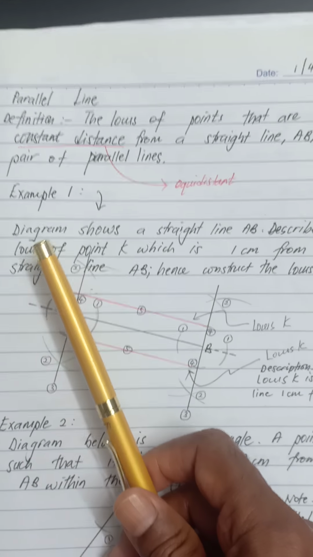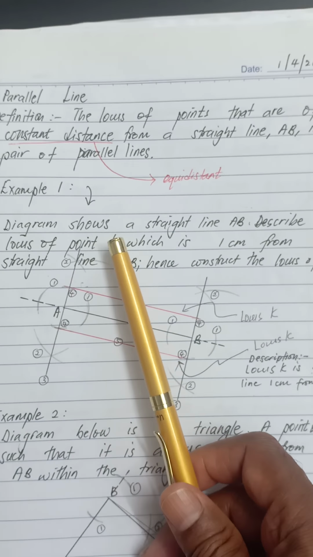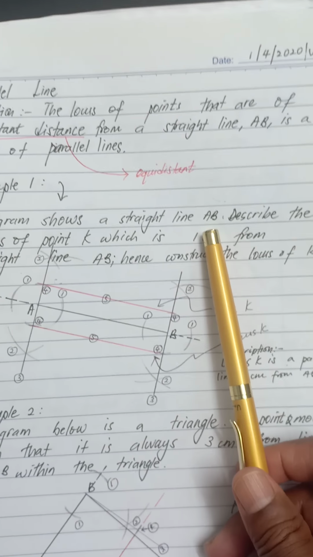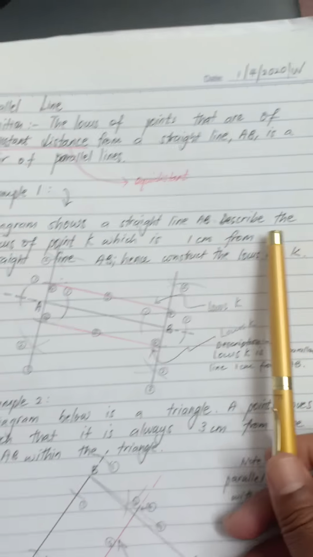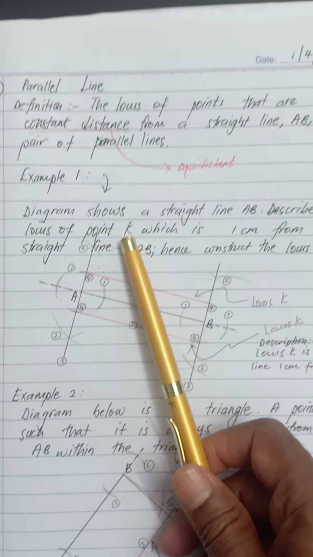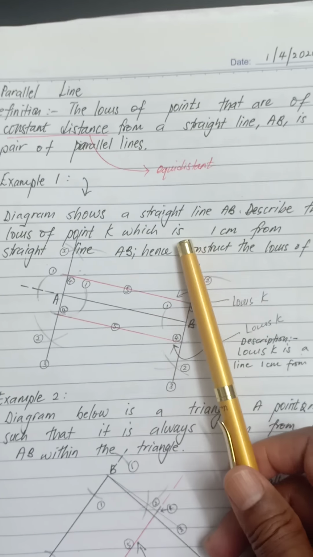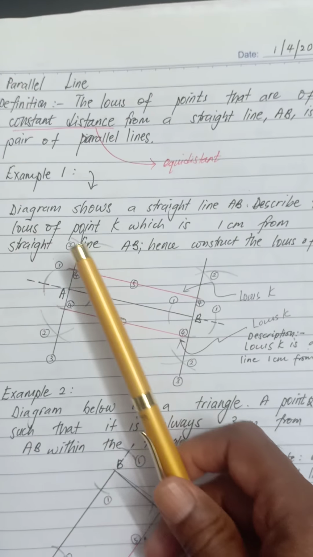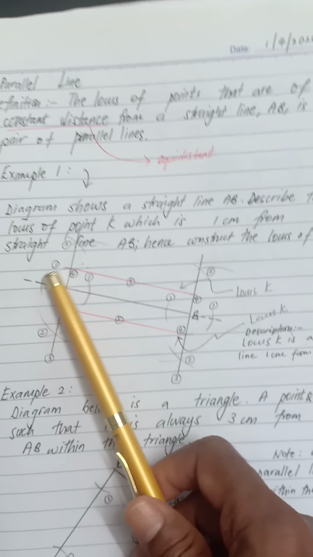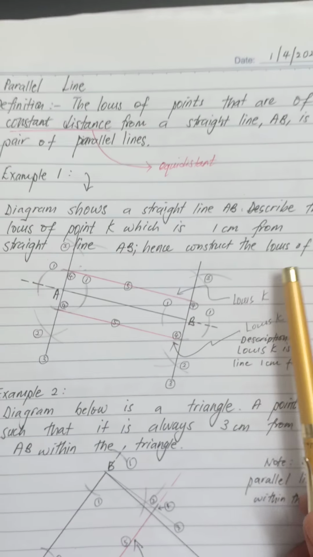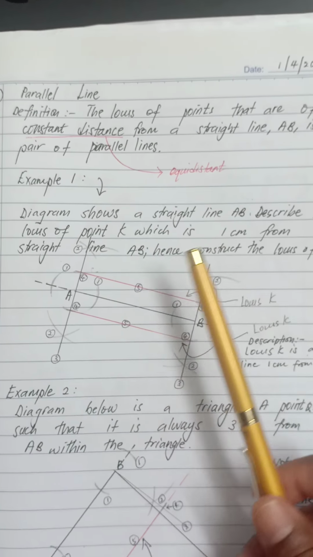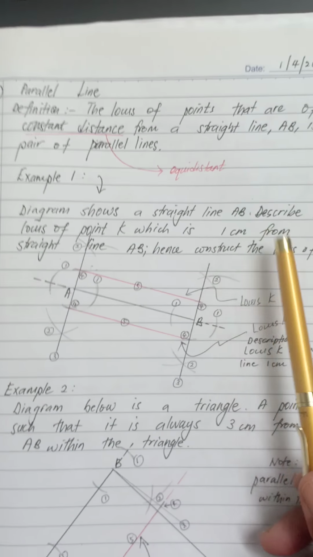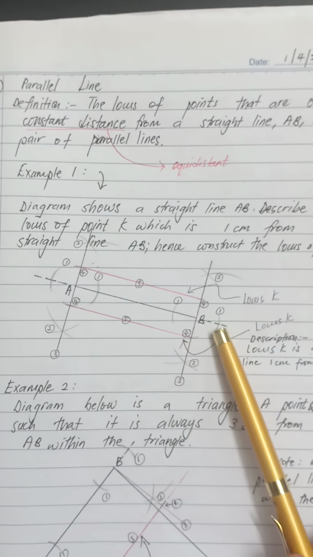Let's look at this example. The diagram shows a straight line AB. Can you see AB, right? Describe the locus of point K, which is 1 cm from the straight line AB. So this is straight line AB. You are supposed to draw a locus K which is 1 cm away from AB.